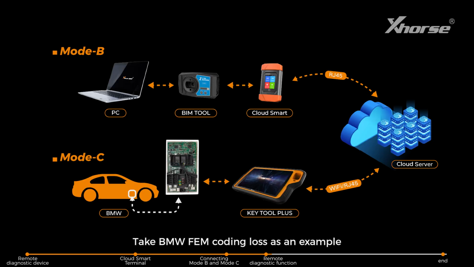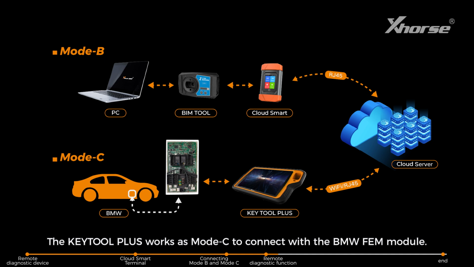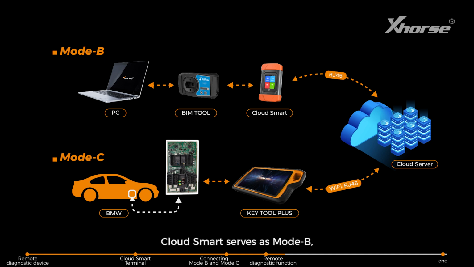Take BOM YFEM coding loss as an example. The Key Tool Plus works as Mode C to connect with the BOM YFEM module. CLOUD SMART serves as Mode B, connecting with BOM Y tools and the computer. In this way, Xhorse CLOUD SMART links Mode B and Mode C together. Mode B can perform remote diagnostics on the vehicle.